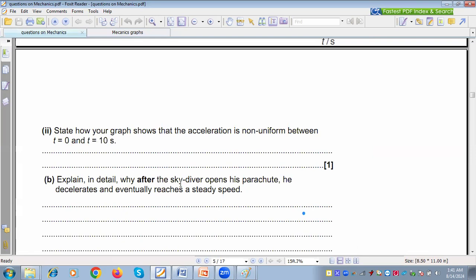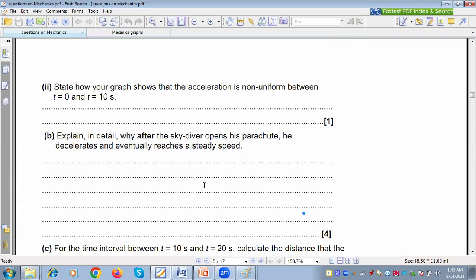Explain in detail why after a skydiver opens his parachute, he decelerates and eventually reaches a steady speed. When he opens the parachute, as I just showed, the resistance becomes more than the weight, so the resultant force acts in the upward direction. Due to the decrease in speed, the air resistance also decreases. The lower value of terminal velocity, 5 meter per second, is after the parachute is opened, and 50 meter per second was the upper value of the terminal velocity, which was without opening the parachute.